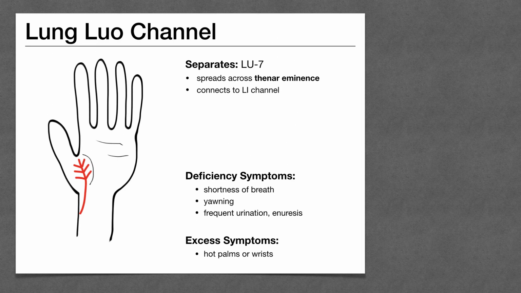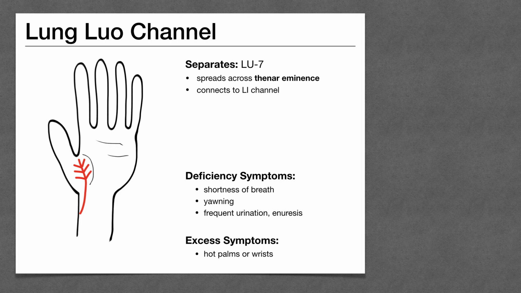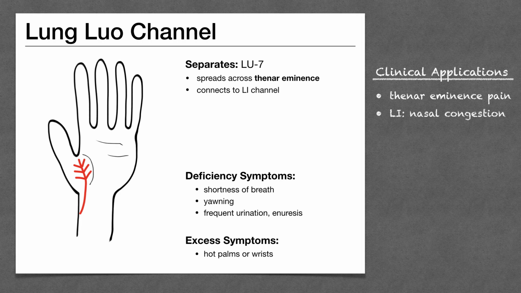Next is the luo channel. Remember, luo channels always start at their luo connecting point. In this case, lung 7. Then here it spreads over the thenar eminence and connects to its yin-yang pair, the large intestine channel. So with the luo connecting channel, we can treat pain along the course of the channel, in this case, thenar eminence pain, and we can also treat conditions of its yin-yang pair. So in this case, we can treat nasal congestion.